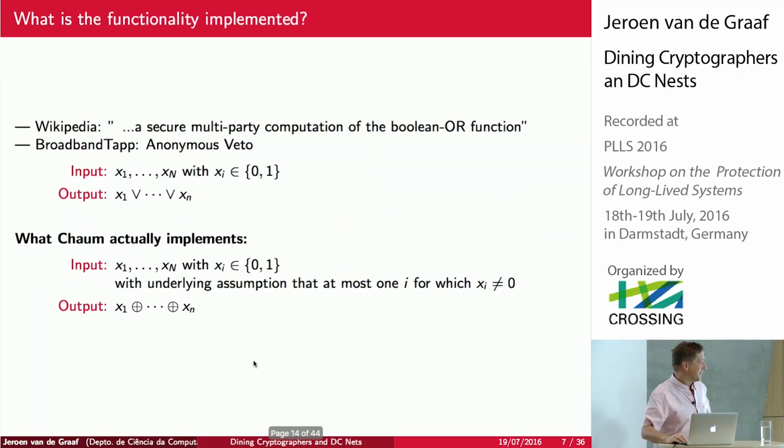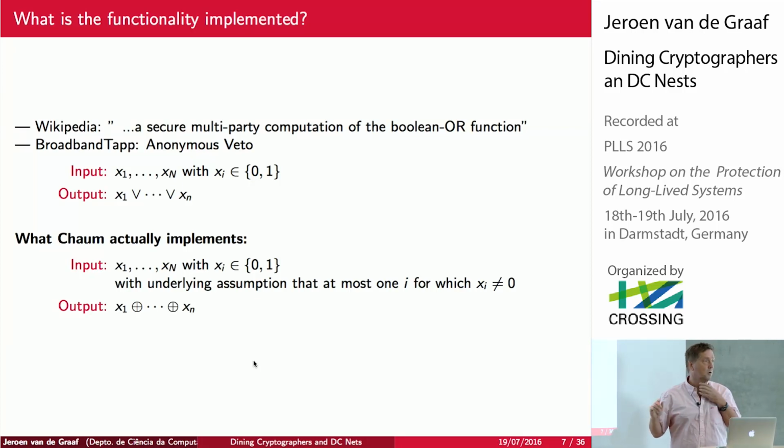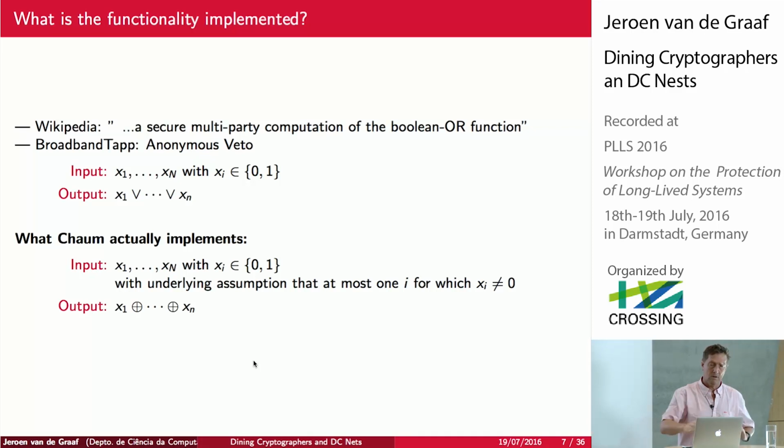So this was the discussion we had last week. What is the functionality that we actually implemented? And we consulted Wikipedia, and it said that it is the secure multi-party computation of the Boolean OR function. And there's even a paper by Tapp and Bodman. They also call it anonymous veto. However, this is the setting of the dining cryptographers, but this is not actually what Chaum is implementing. What Chaum is implementing is computing the exclusive OR of the inputs. So this is different.